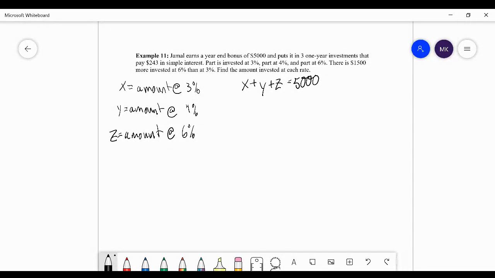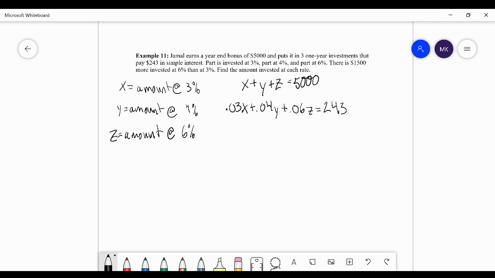We also know that he gained $243 in interest in 1 year. Since it's simple interest, we don't have to worry about periodic or compound interest or any of those things. It's just basic: multiply the percent by the amount invested, and that's how much you gained. So if I take the amount invested and multiply by its interest rate, that will tell me how much interest it gained. That gives me 0.03x, or 3% of the amount invested at 3%, plus 0.04y plus 0.06z. And that has to equal 243.